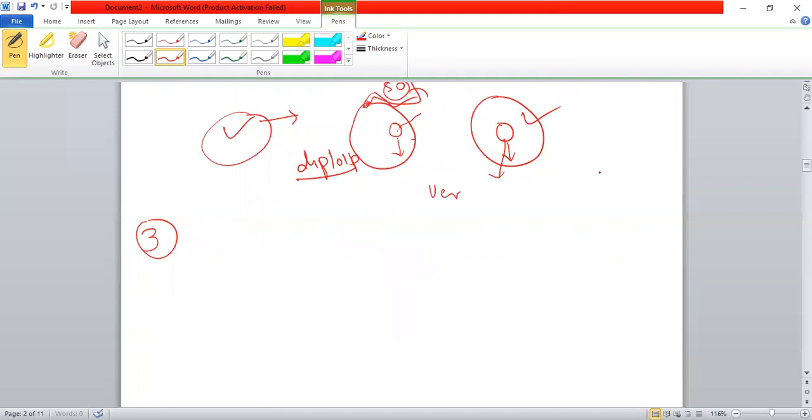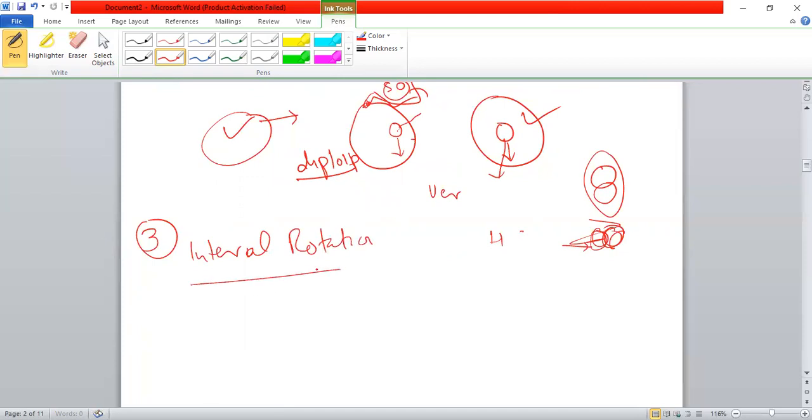Vertical is when you have a ball in your hand, and you throw it, and you see two balls vertically. This is called vertical diplopia. Horizontal diplopia is present in oculomotor palsy. But this is horizontal, and this is vertical. Now we will be discussing the third problem, which is the last problem, which is the internal rotation.